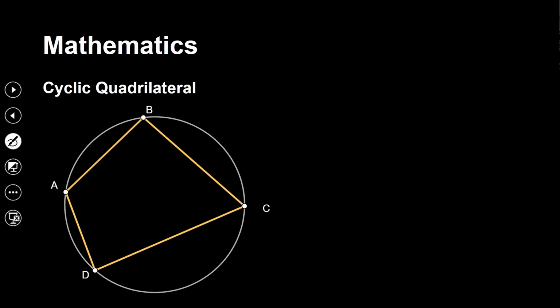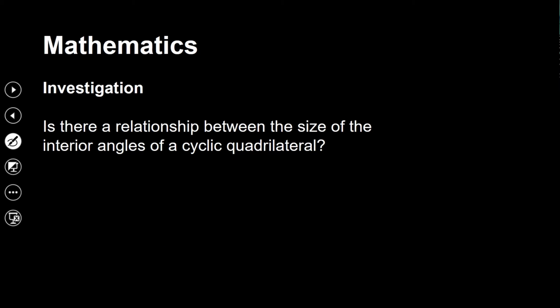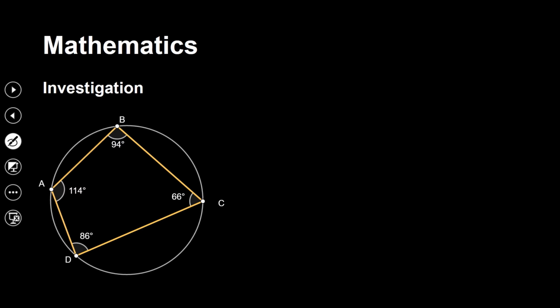So a drawing would look something like this, where A, B, C, and D are all on the circumference of this particular circle. Now, is there a relationship between the sizes of the interior angles of a cyclic quad? That's the question we are going to investigate. With this one, you will need to move these angles around. Let me show you that.